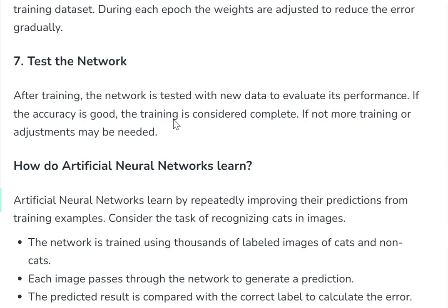Test the network. After training, you use metrics to evaluate the performance. The network is tested with new data to evaluate its performance. If the accuracy is good, the training is considered complete. If not, more training or adjustment may be needed.